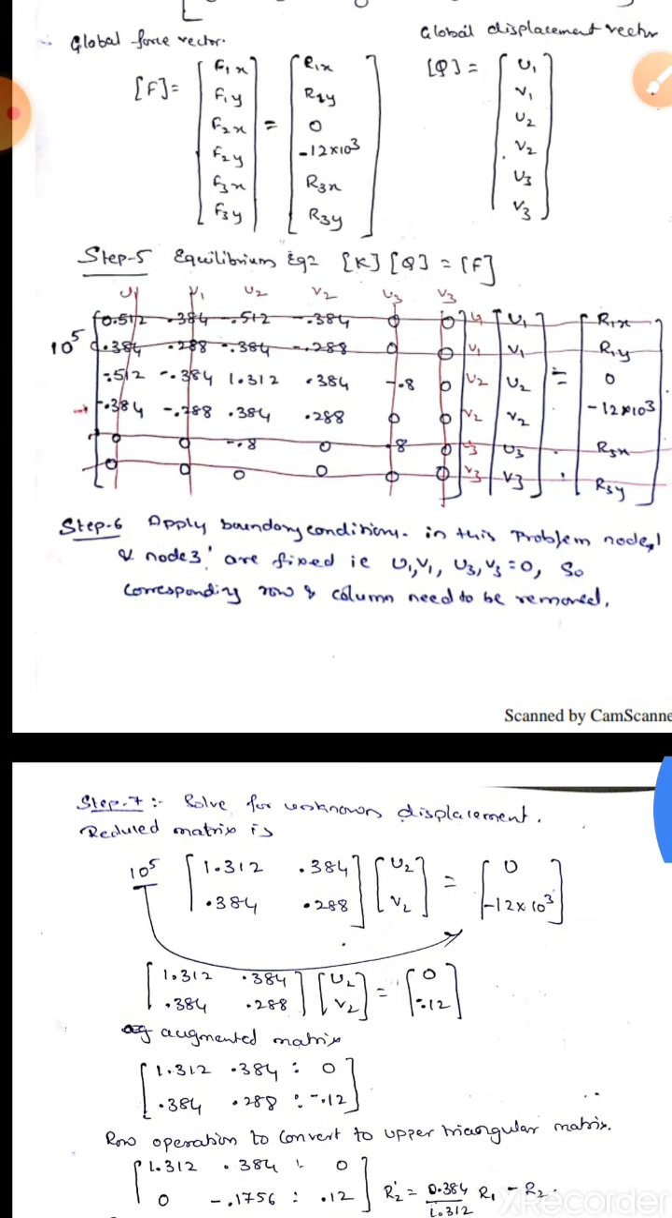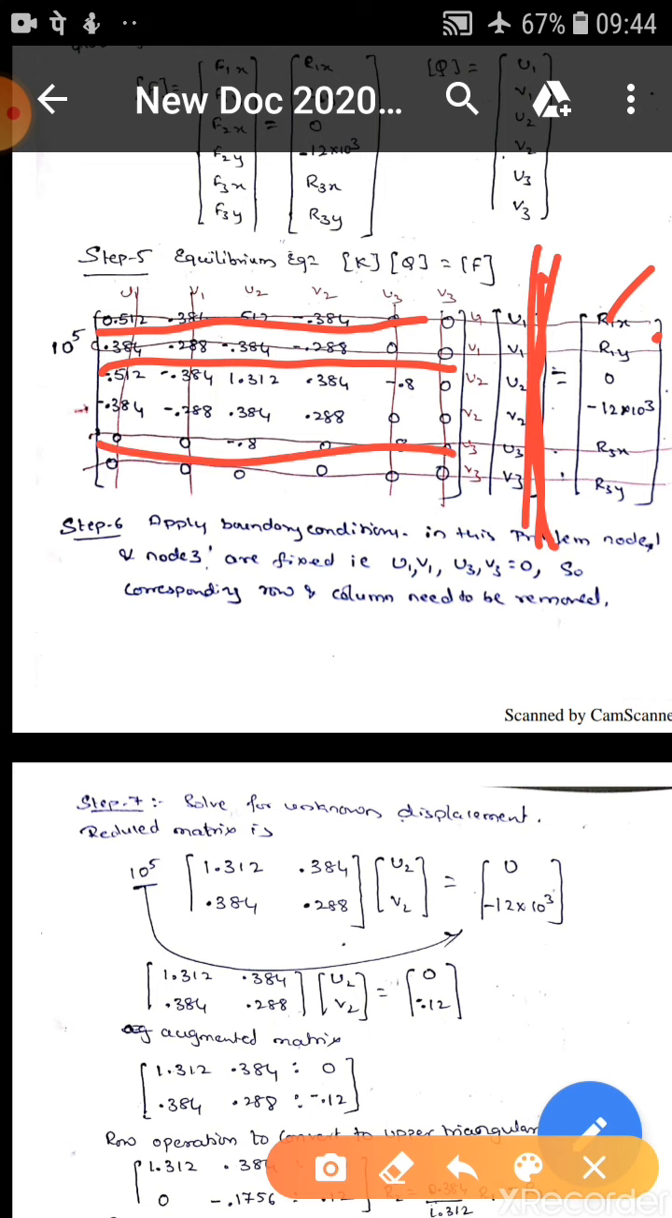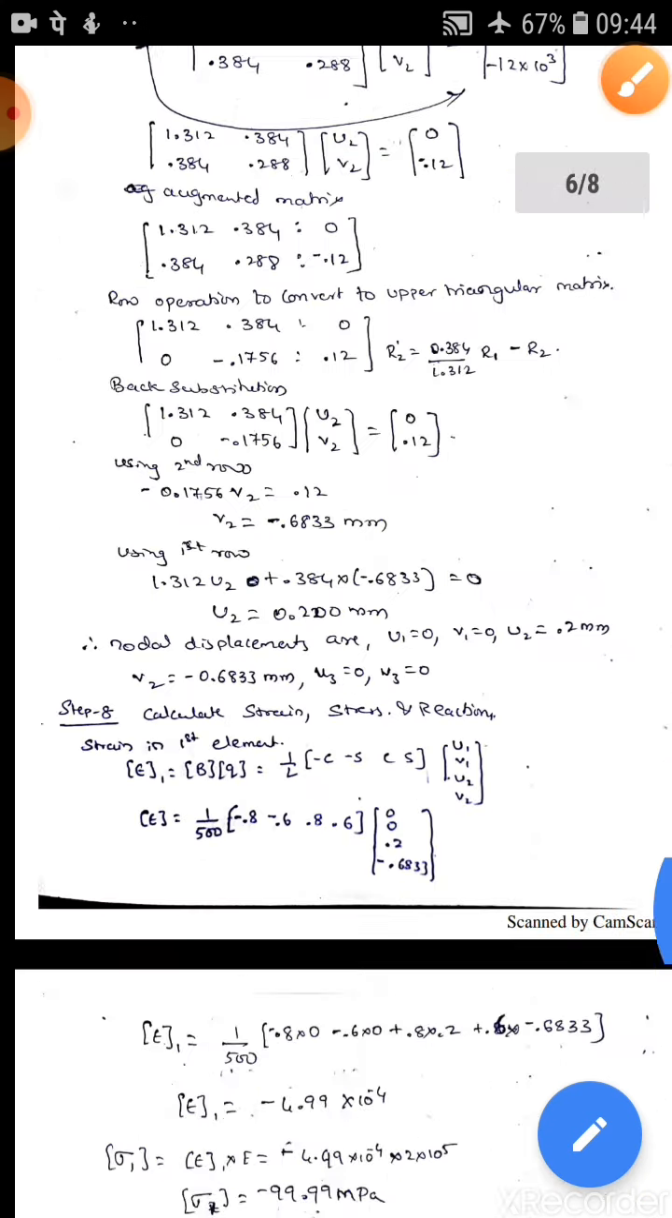Where do we have to refer? We have to use the step 5 equations again. In the step 5 equation, if you multiply the first row with the u1, v1, u2, v2 column, you will get R1x. Multiply the second row with this column, you will get R1y. The fifth row multiplied with this column gives R3x. The sixth row multiplied with this column gives R3y.